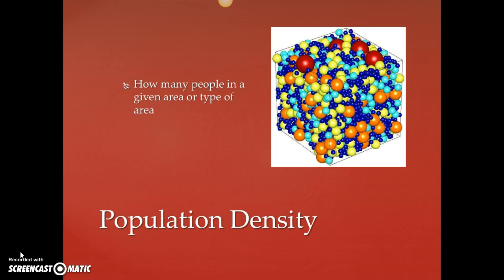So the first thing you need to know when we're talking about population densities is that the definition of population density is the number of people in a given area or a given type of area. If this idea of density sounds familiar, it should, because you learned about it in science class. So really what we're doing is taking that scientific definition of the number of objects in a given area, and applying it to population, to people, and giving it that spatial perspective, and that's what makes it a geographic concept.